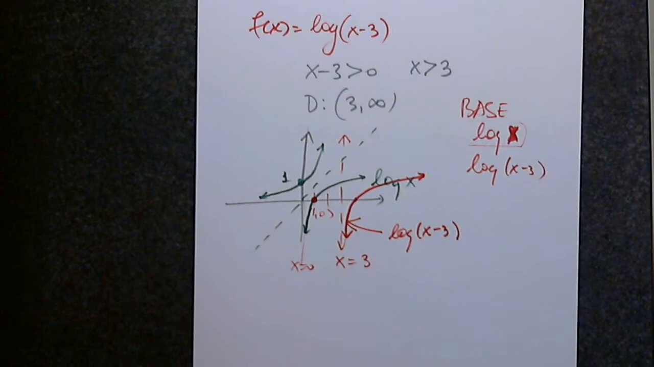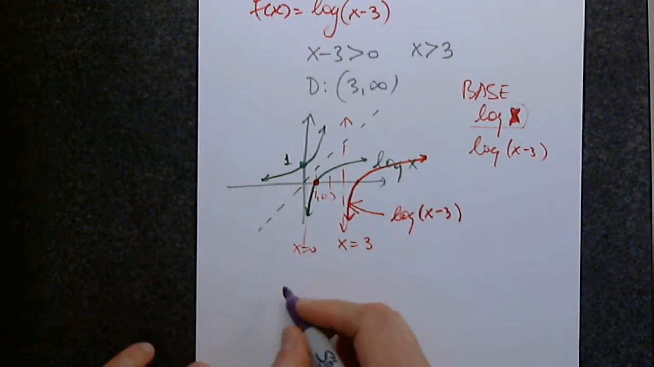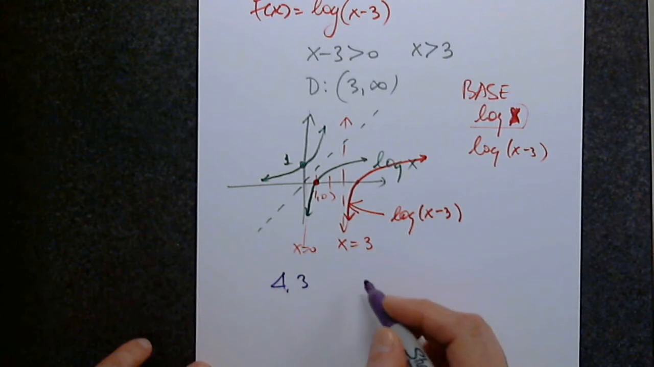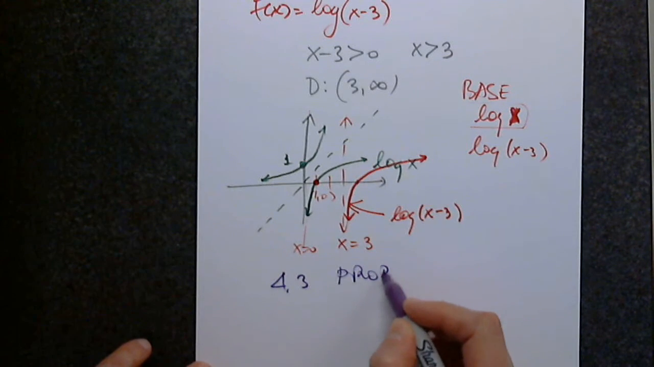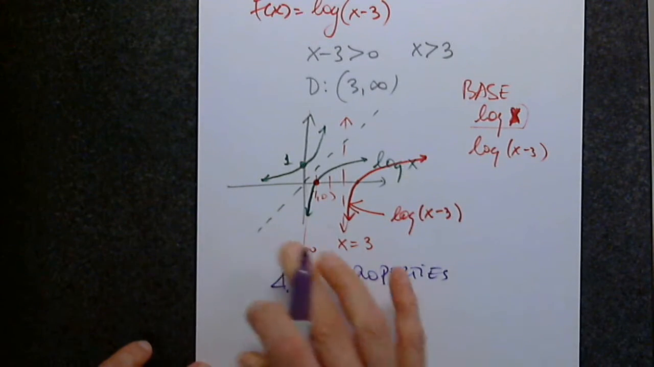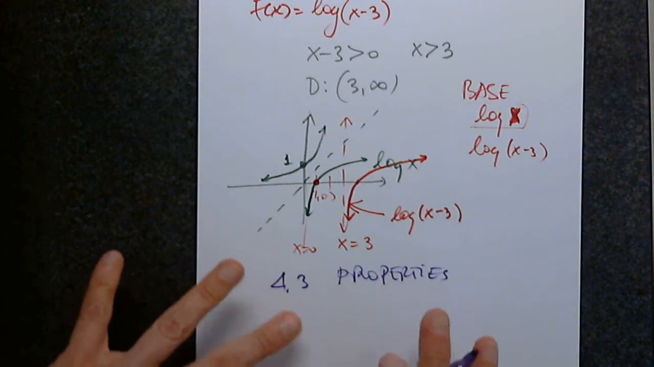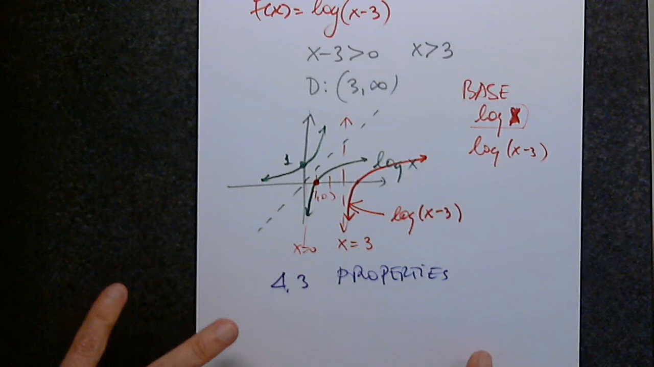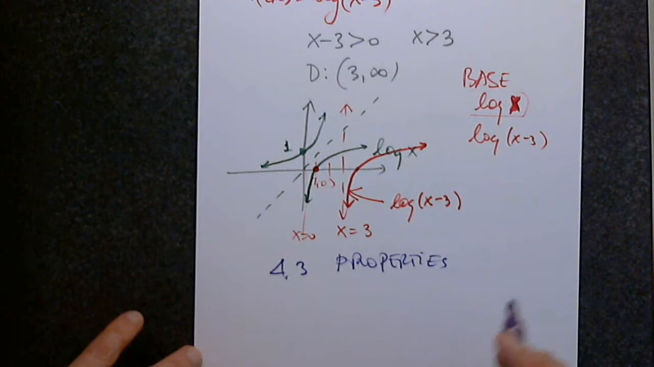Okay. So we'll go back to more graphs. So then section 4.3, properties. So now forget about the graphs. We're not going to look at the graphs right now. So this is something new, and I'm hoping that this is going to be clear.